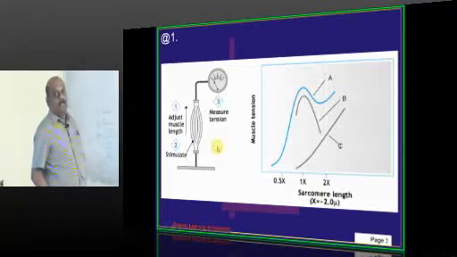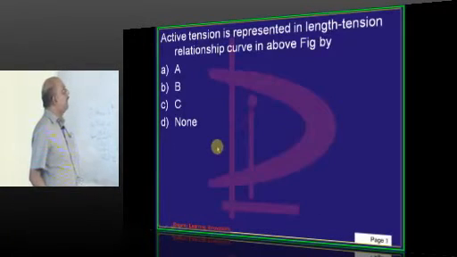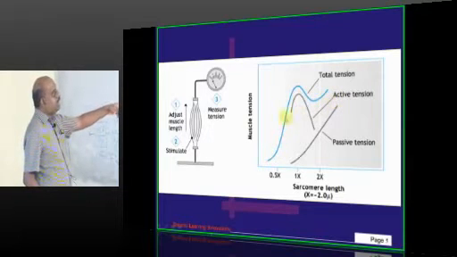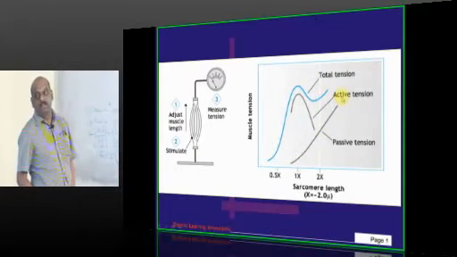You are basically measuring the tension. So what are the various things? This is the total tension, this is the active tension, and this is the passive tension.